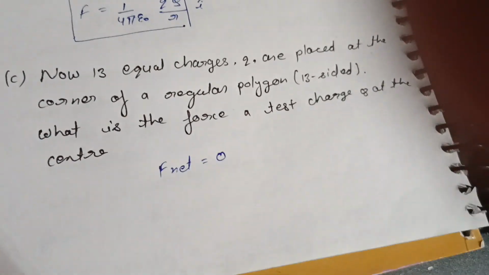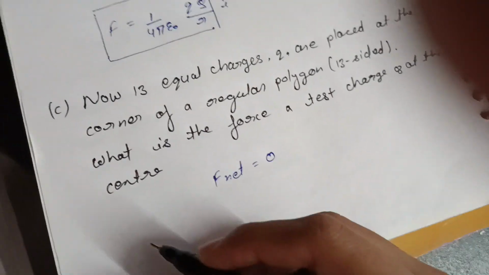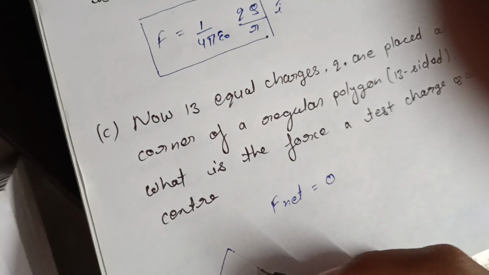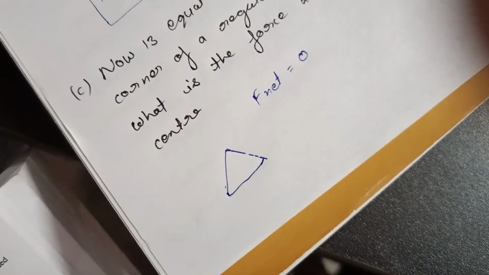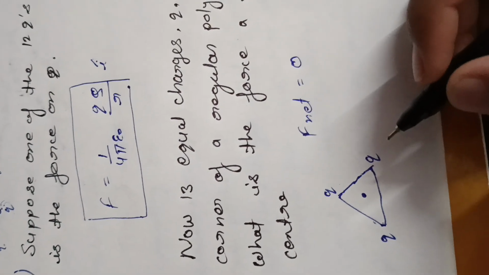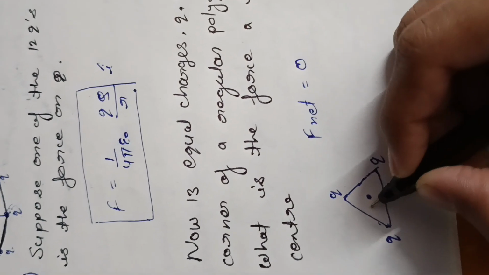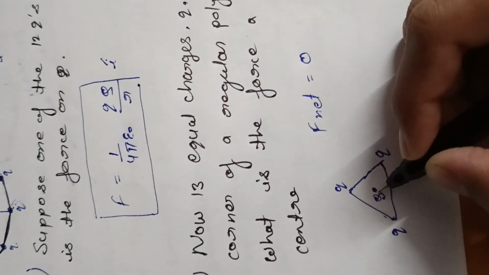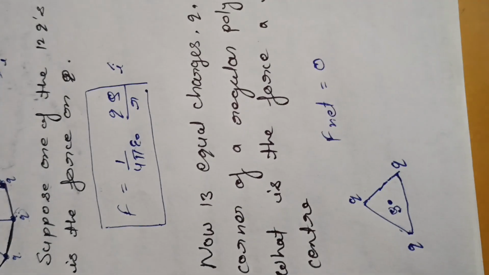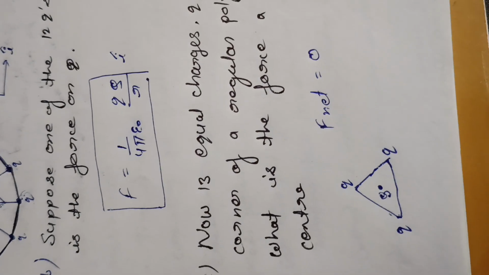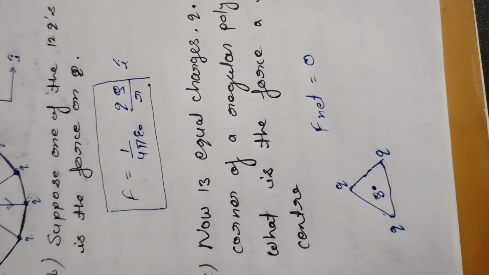We can think of it like if there is a 3-sided regular polygon like this. The net force on the center Q charge will be 0. So at the center, the net force will be 0.